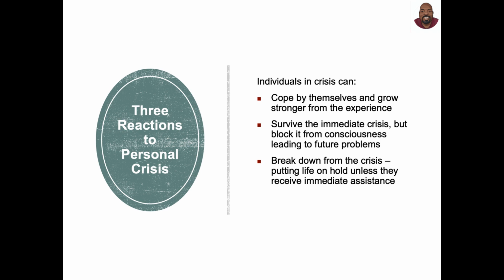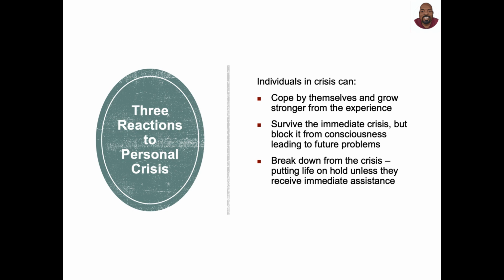Next, we want to look at 3 reactions to personal crisis. When we think about individuals who are dealing with crisis, there's 3 different ways or 3 different responses we can see individuals having to crisis. One of them is they cope by themselves and grow stronger from the experience.